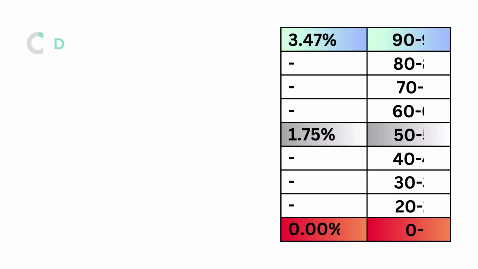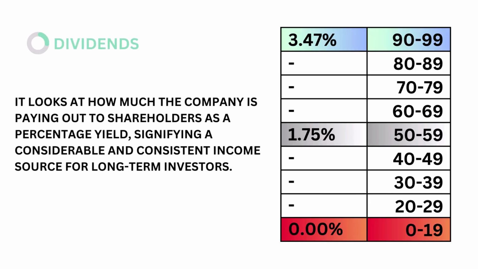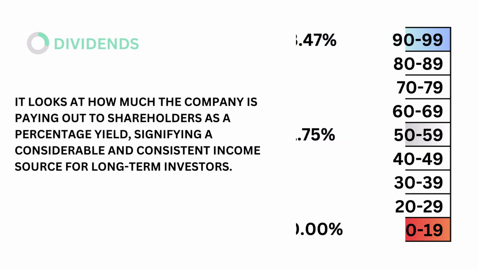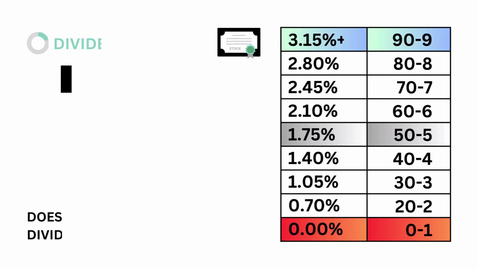Next are dividends. Dividends looks at how much the company is paying out to shareholders as a percentage yield, signifying a considerable and consistent income source for long-term investors. The models tell us that a dividend yield of 1.75% is considered average. Here's our dividend grade.